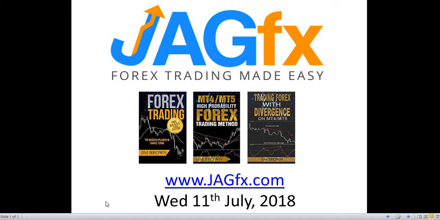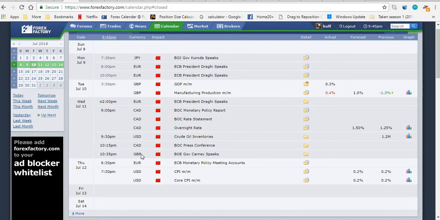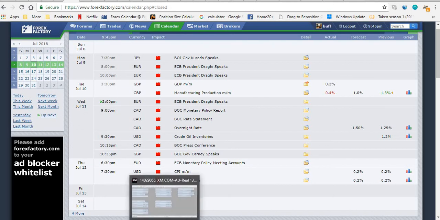So this morning, one thing I want to point out: tonight, my time, 9 PM, which is 15 hours away roughly, is the Canadian interest rate statement. They're expecting a rise. It's currently at 1.25, and they're expecting up to 1.5. That could create some havoc on the Canadian pairs, so something to be aware of and take some action on. That's in about 15 hours.